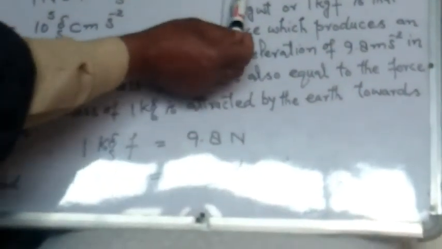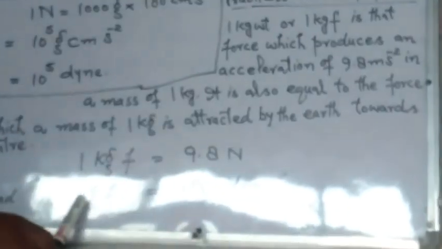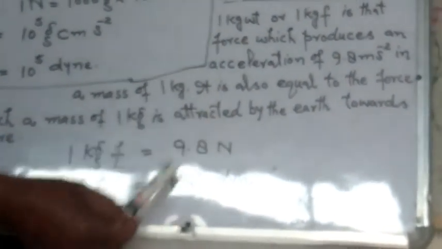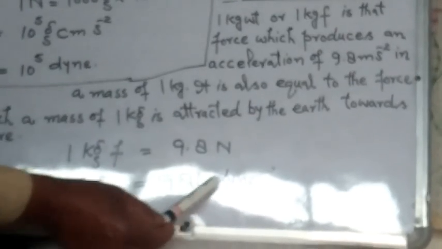This is the gravitational unit. That is, 1 kilogram force is equal to, in dyne, 981 dyne.